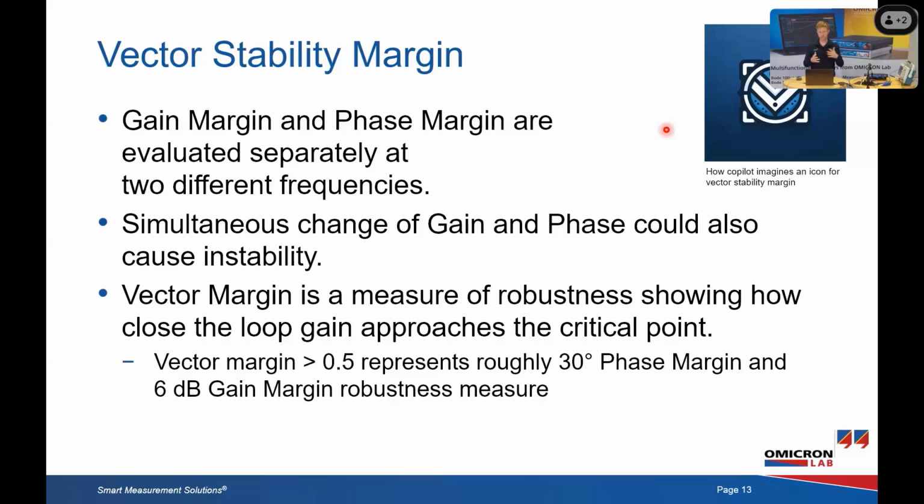When you look at the numbers, how much is typically used, a vector margin of 0.5 represents roughly 30 degrees of phase margin and 6 decibels of gain margin when you compare them to each other. So if you're striving for 45 degrees of phase margin and more than 6 decibels of gain margin, then you should also try to have a vector margin that is a little bit higher than 0.5.